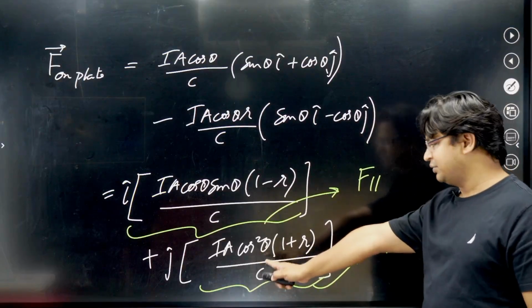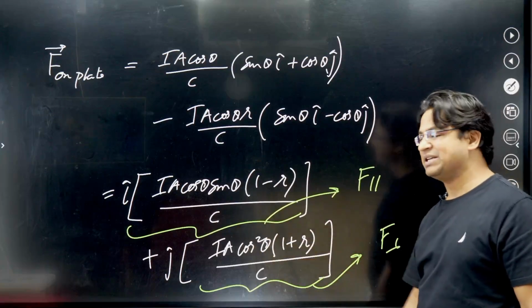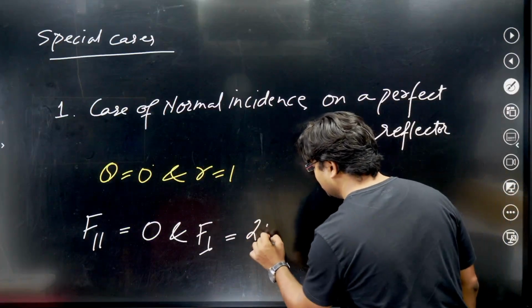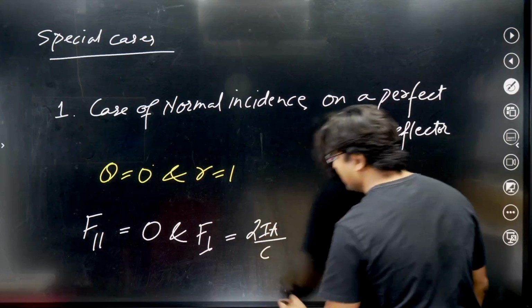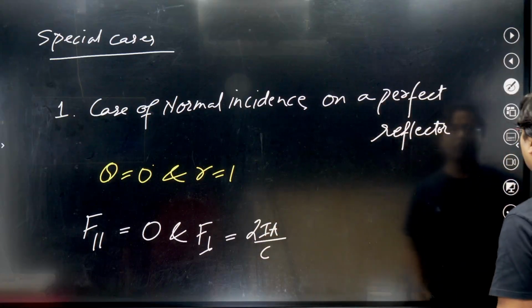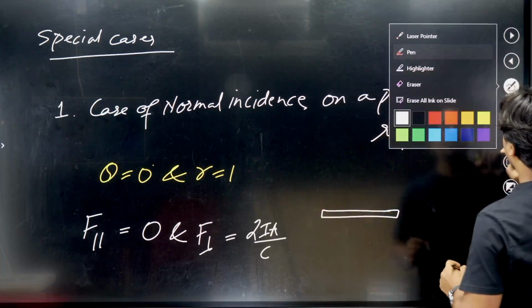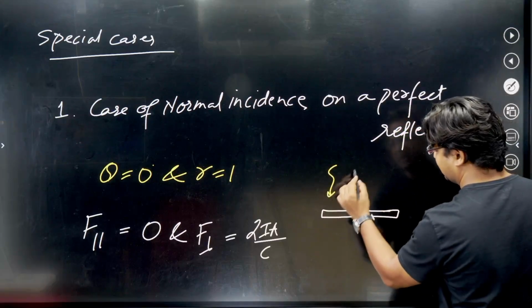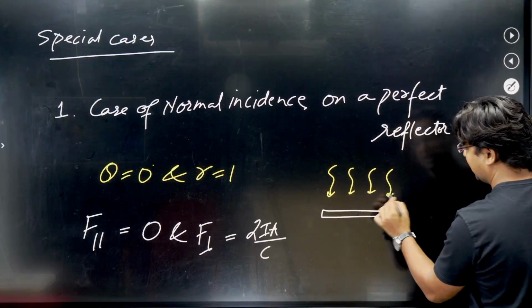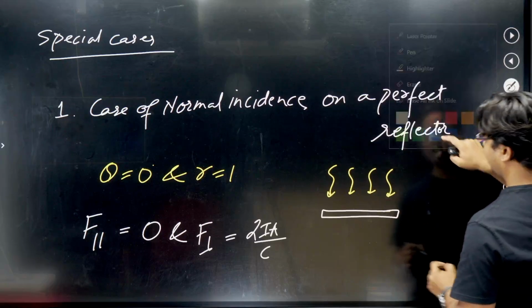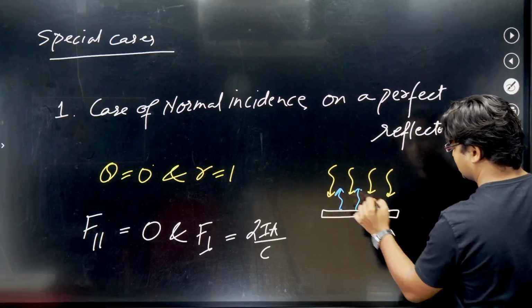F perpendicular that you get becomes 2IA by C. And if I draw the figure, what is happening? This is a plate, and the photons are incident like this, and after reflection they are going like this. All the photons are going like this.